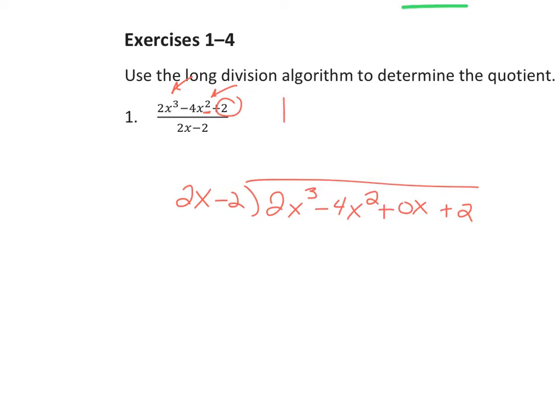Okay, so remember the 3 steps are divide, multiply, subtract. You always divide the first term by the first term to start.